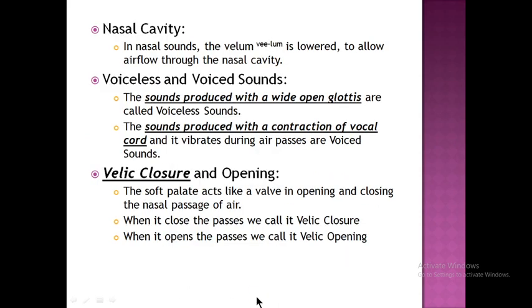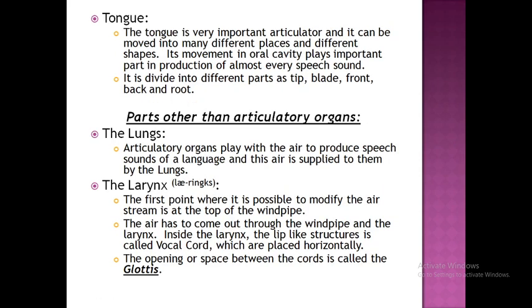Okay, the next one is the nasal cavity. What does nasal cavity mean? It is a free space for the exhaling air from the nose. So in nasal sound, the velum is lowered to allow air through the nasal cavity. Velum means the soft palate, which we discussed. When the velum is lowered, air goes through the nasal cavity. So these were a few different organs other than the articulatory organs.